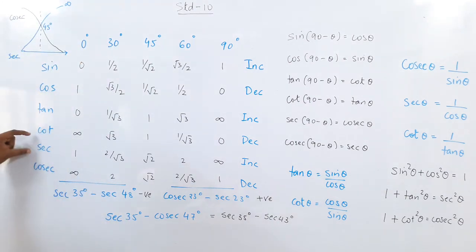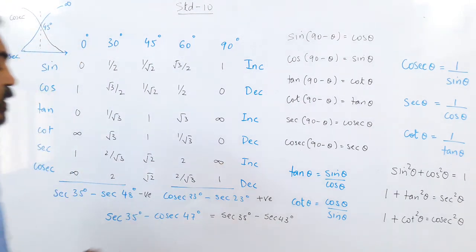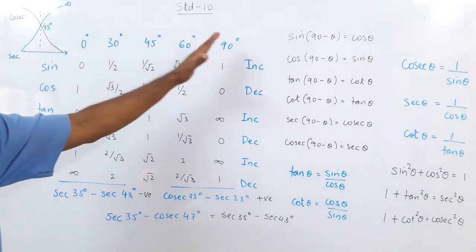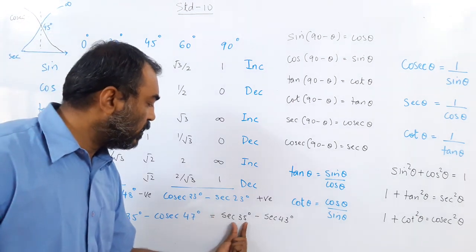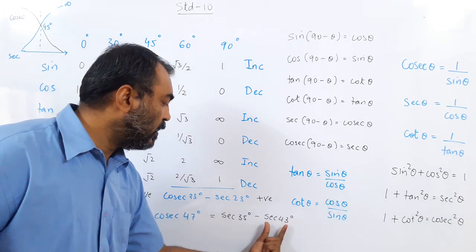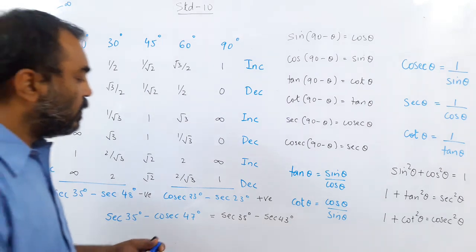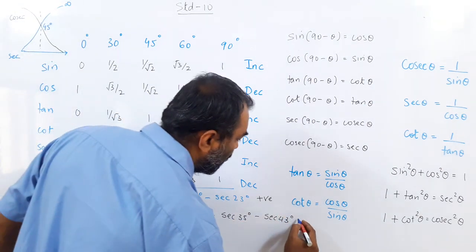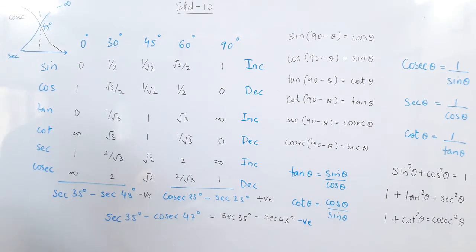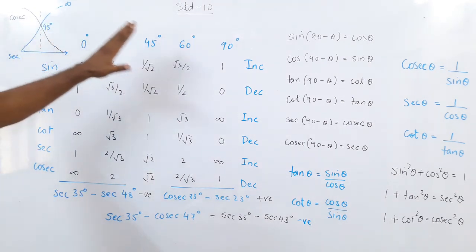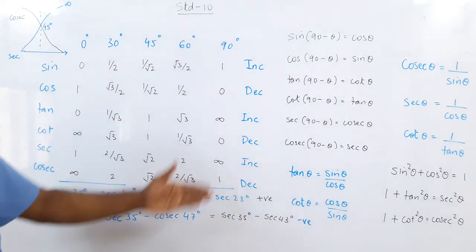Using the logic, sec is an increasing function, means as the degree increases, the value increases. So bigger the degree, bigger the value. So this is a smaller degree, smaller value, bigger degree, bigger value. Smaller value minus bigger value will give us a negative answer.